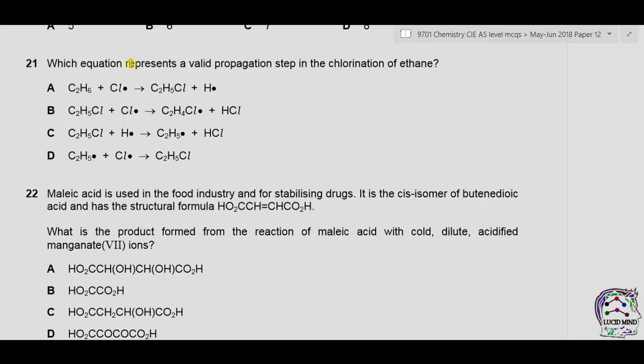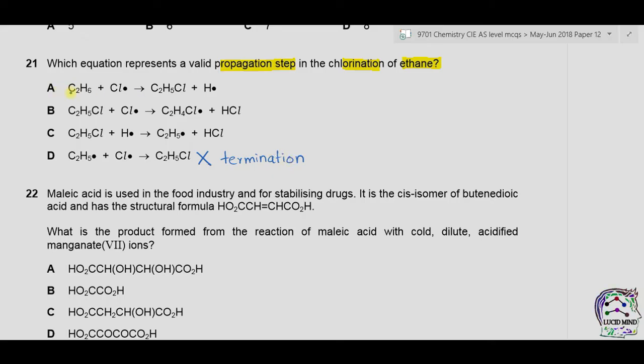Question 21. Which equation represents a valid propagation step in the chlorination of ethane? In the propagation step, a radical is present on the reactant side and a radical is also present on the product side. So we can see that in D, radicals are present on the reactant side, but there is no radical present on the product side. So therefore this is not propagation, it is a termination step, as radicals are being converted into a neutral molecule.